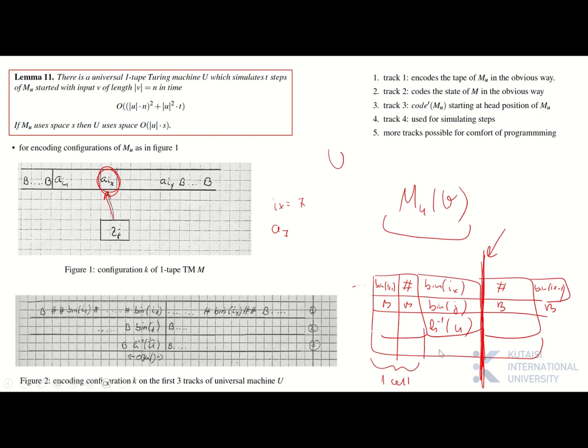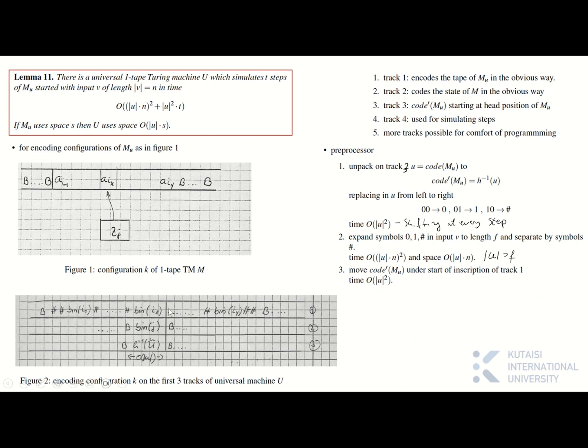And on track 4, I do computations, basically. So track 2 codes the state of M in the obvious way. Track 3 codes code prime of M. Code prime is different from code in that it also contains hashtags, starting at the head position of M. Track 4 is used for simulating steps. More tracks are possible for the comfort of your programming, for example. So how would I simulate a step? This is the same picture, by the way.